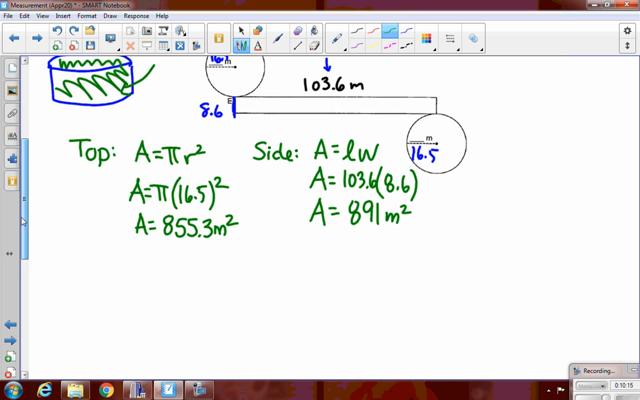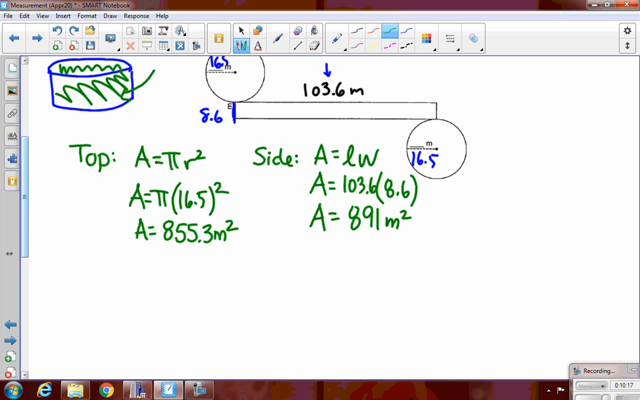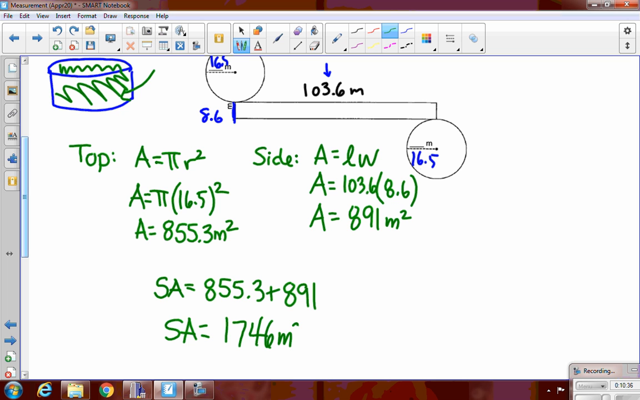So now to find the area that needs to be painted, which is the surface area in this question, we take the 855.3, we add it to the 891. So the surface area that needs to be painted in this question to the nearest square meter, the question says, is 1,746 square meters. That's a lot of paint.